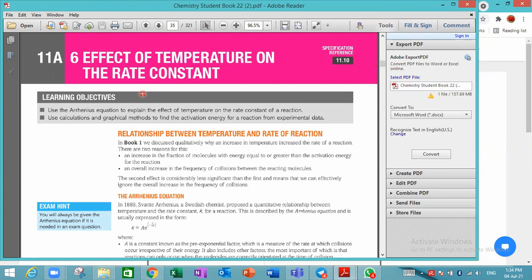This is one thing, but this is not the most important thing. The most important thing is that as the temperature increases, the kinetic energy of the particles will increase, and so they will collide together with energies equal to or greater than the activation energy for the products to be formed. So we want to find out the relation between the temperature and the rate constant.